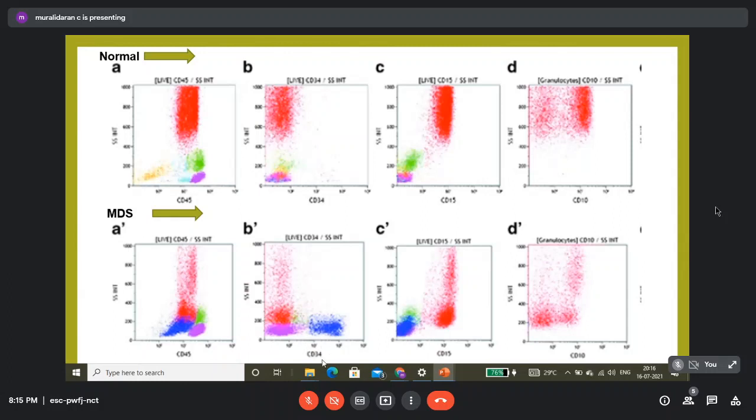Same goes with CD34, where we can find more CD34 positive cells, but it is not present in the other cell lines. It is a totally different type of pattern when compared to a normal pattern. Same goes with CD45 and CD10, where we can see a decreased expression of CD10 compared to the normal pattern. So this is how a neutrophilic series will look in flow cytometry in a case of MDS.